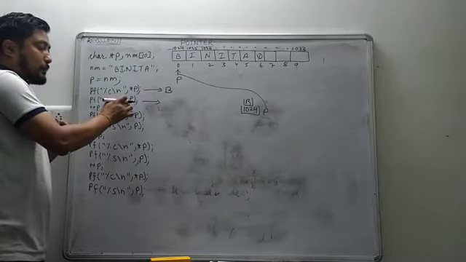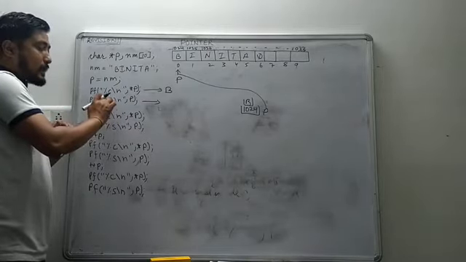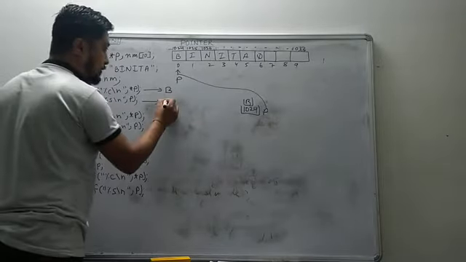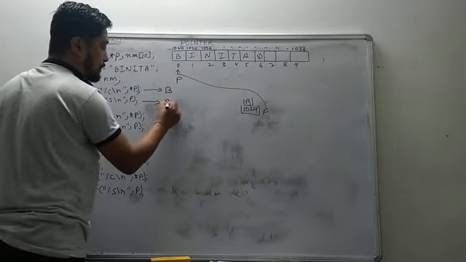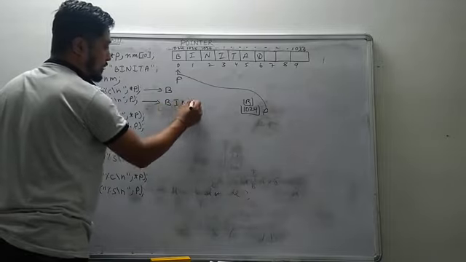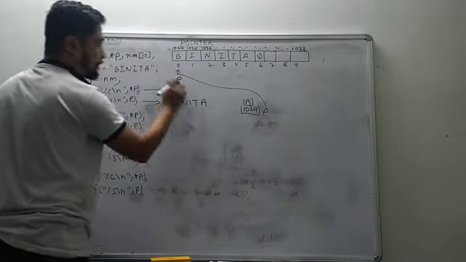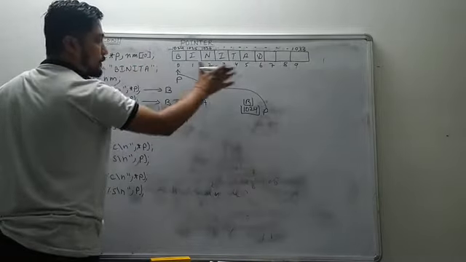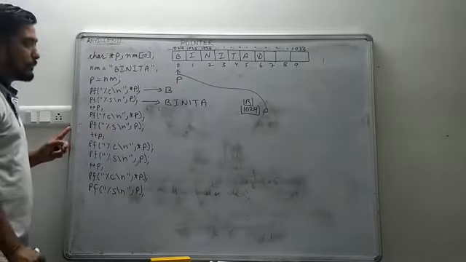When I write only p, the control string is s. That means we have to print a string value. So what is the whole string value? From the start pocket, it will print Binita. From the first pocket, it will start printing till the last value.